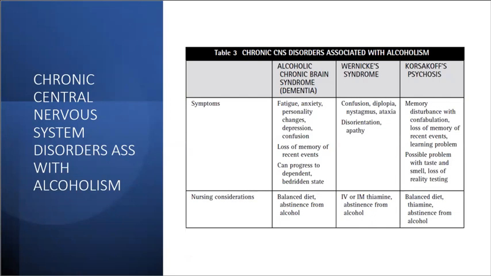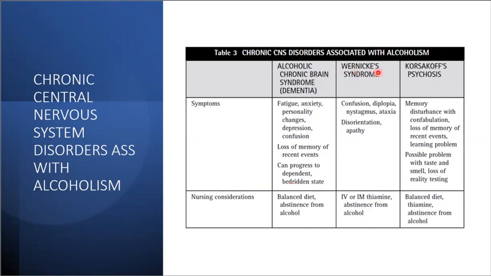So let's look at the potential central nervous system disorders that are associated with alcoholism. We talked about that in the last slide. One of them would be alcoholic chronic brain syndrome or dementia. The clients with these syndromes are going to be fatigued, they'll be anxious, you'll notice personality changes, they'll be depressed, they'll be confused, they usually have loss of memory of recent events, and this can actually progress to dependence and also progress to a bedridden state.